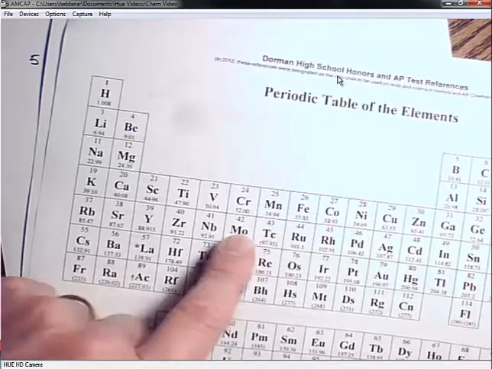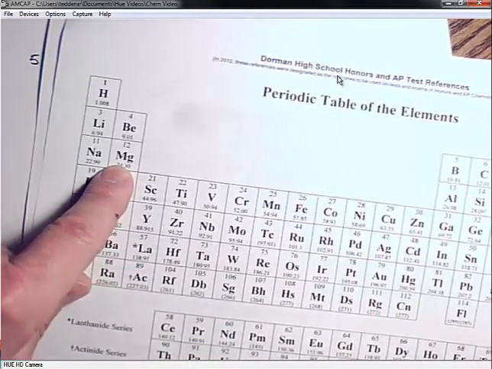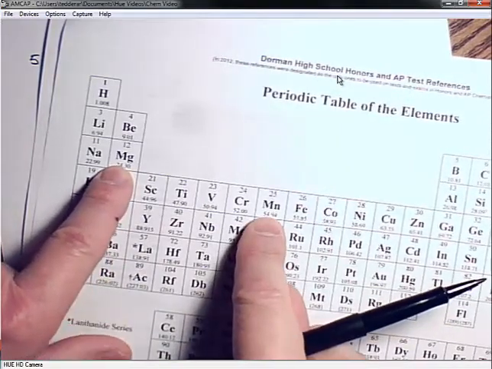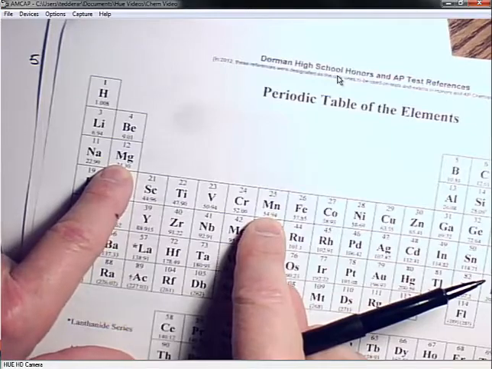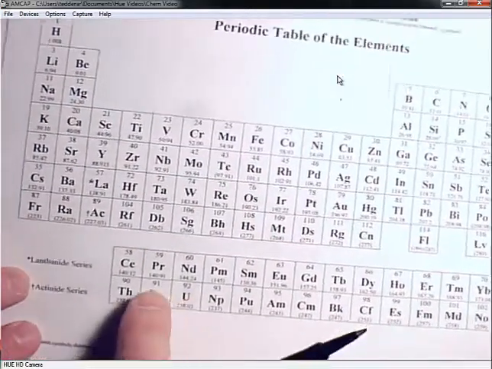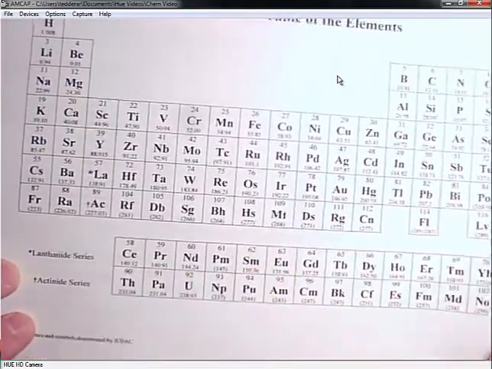The main thing that students get confused about is that magnesium is here, and manganese is here. That's what they tend to confuse the two. You just need to know the difference, okay? You don't very often need to know the really large elements down at the bottom, but sometimes it comes up.